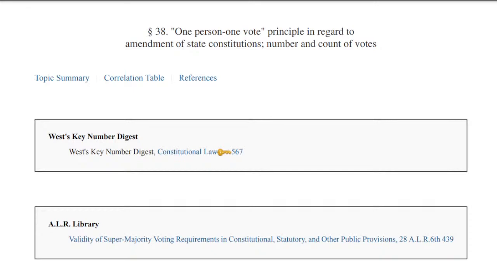I'm just writing this down so I know, because the way this digital stuff is, you can't use bookmarks like the hardcover ones. All right.